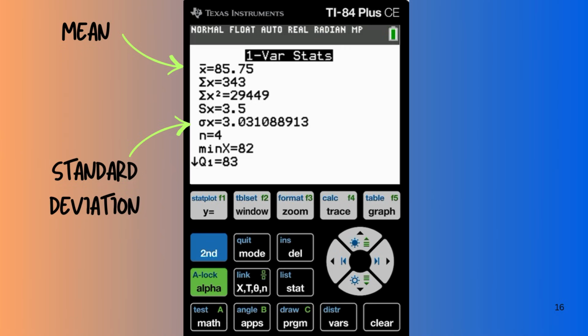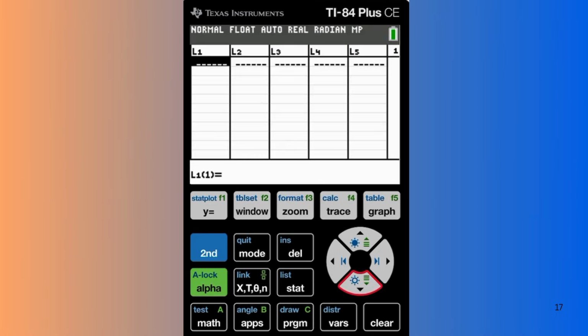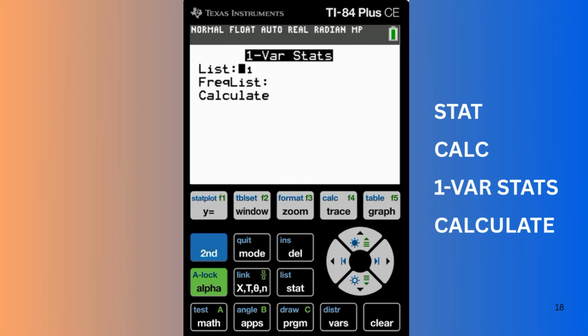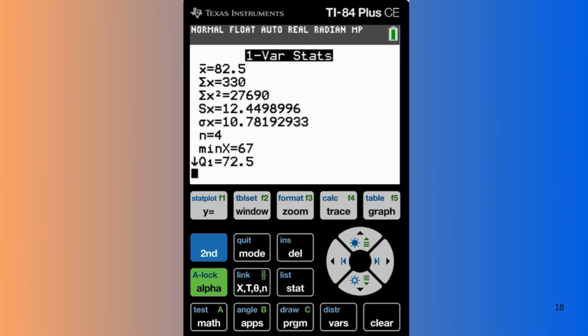All right, now that we have Andrea's numbers written down, we're going back to stat, back to edit. Now we're entering the second set of data. So we had 91, 78, 94, and 67. Same process. We're going to hit stat again, scroll right to calc, hit enter on one variable stats, and go to calculate. And now we have a mean of 82.5 and a standard deviation of about 10.78.